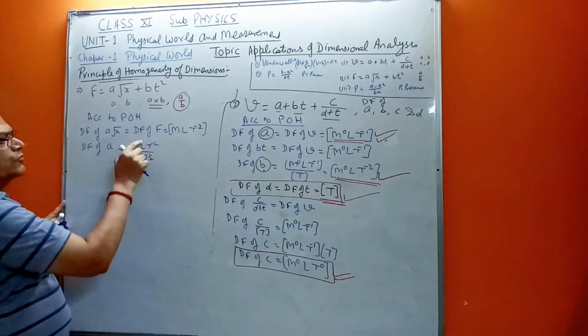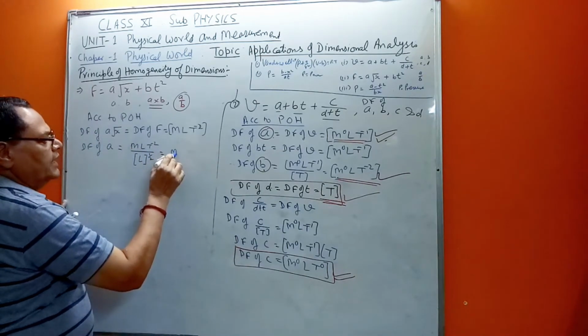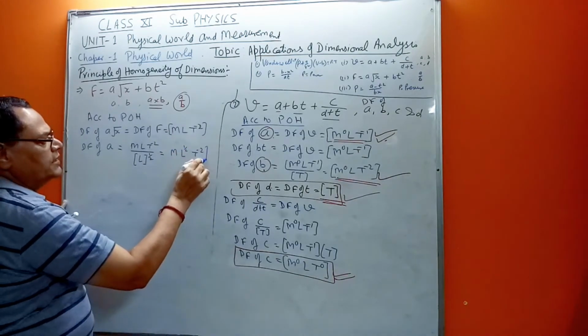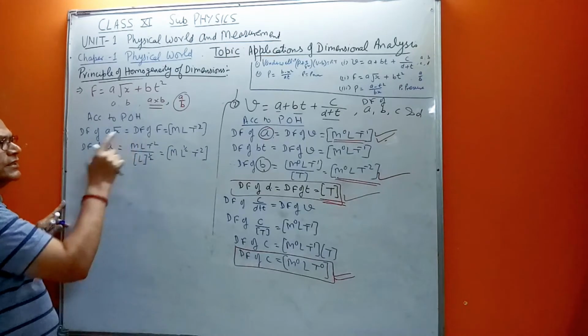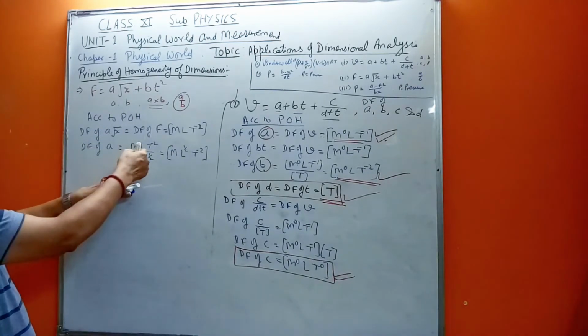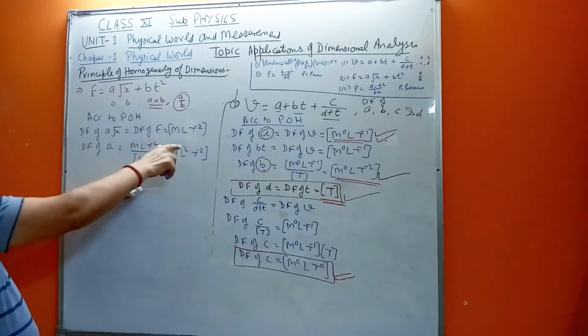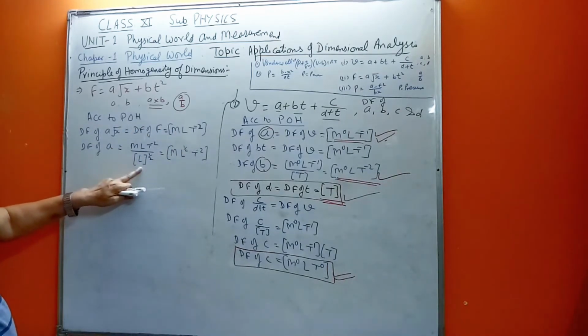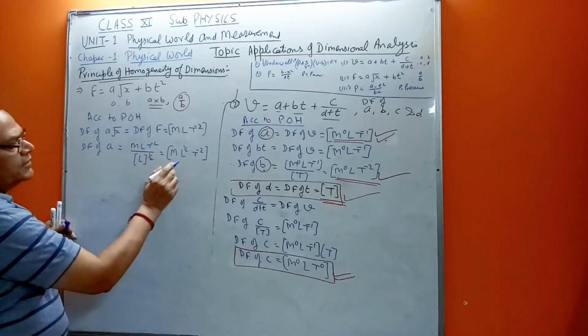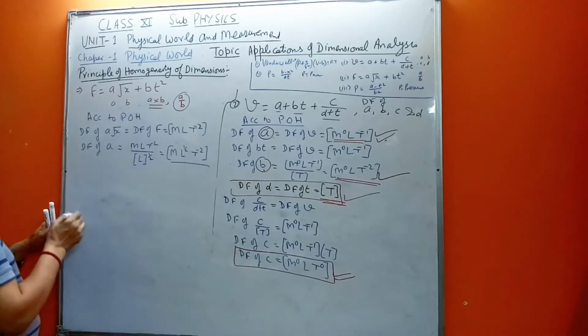So when this half power goes up, we will see M L raised to the power half and T raised to the power minus 2, because in the numerator L has power 1 and in the denominator half. So when half goes up, 1 minus half means positive half. So therefore the dimension of A is nothing but this. Alright.